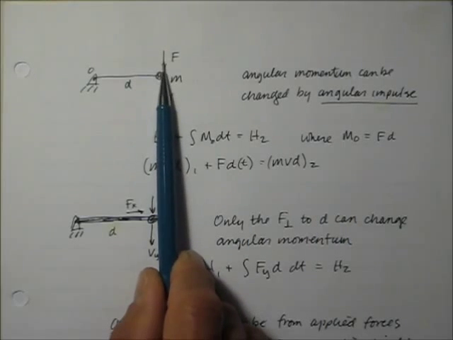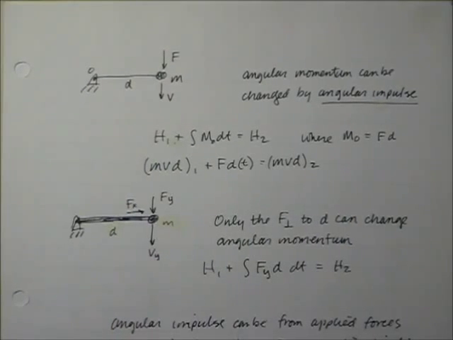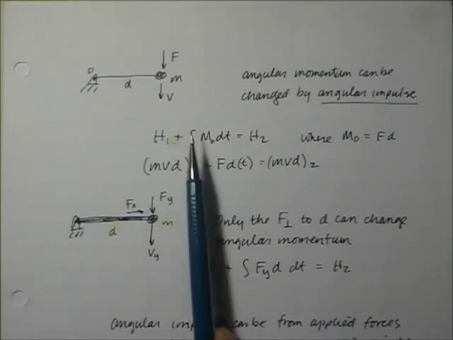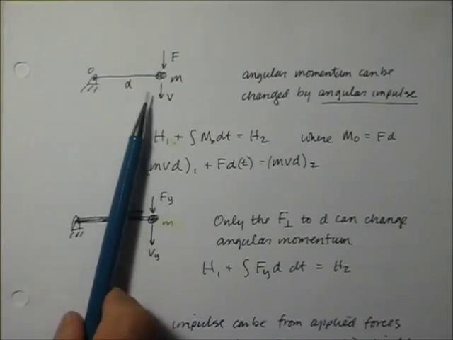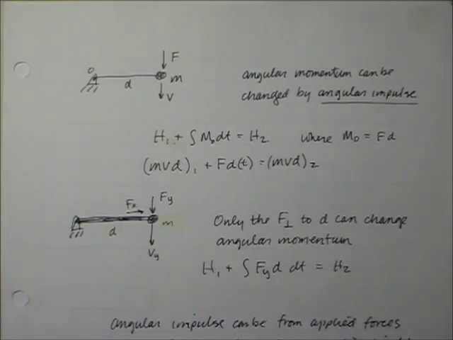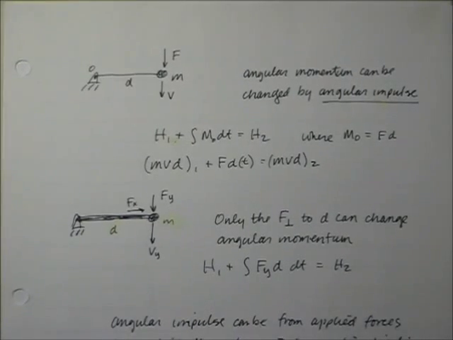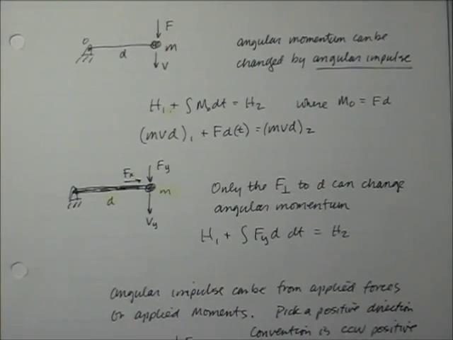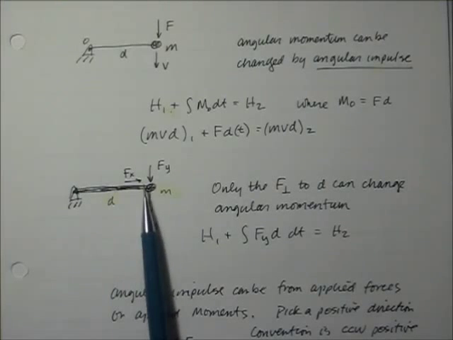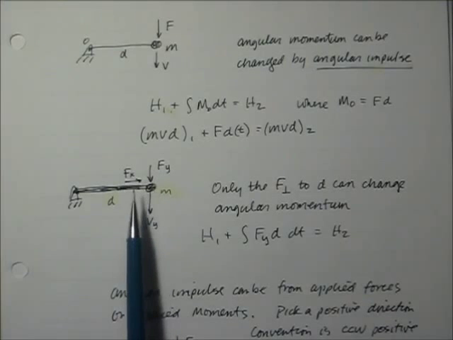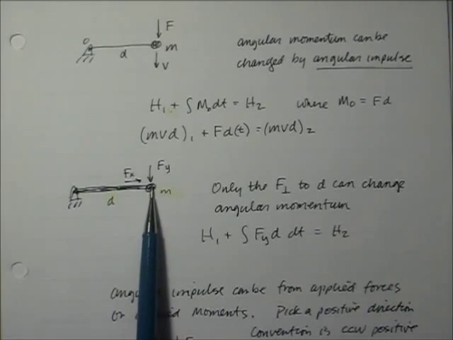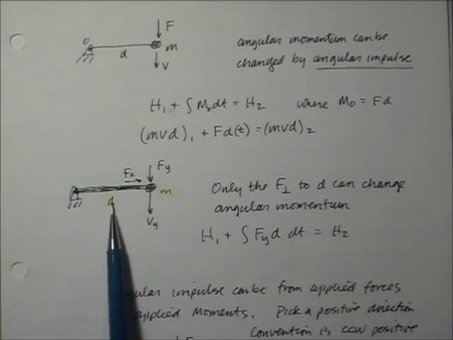So the moment would be force times distance. In our impulse we have to have a time involved. So the force times distance acting through a particular time changes my mv times d. All right, so that's pretty easy to see. And again, only the component that is perpendicular to the lever arm makes a difference. In other words, if I had a force in the x direction, that doesn't help give me angular momentum. Even if it is changing d, it still doesn't count.